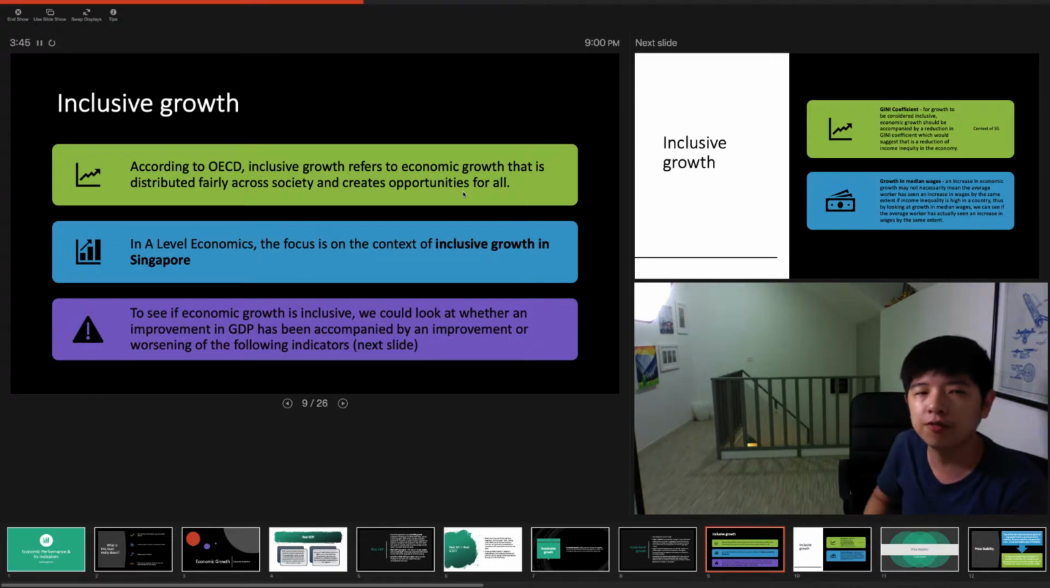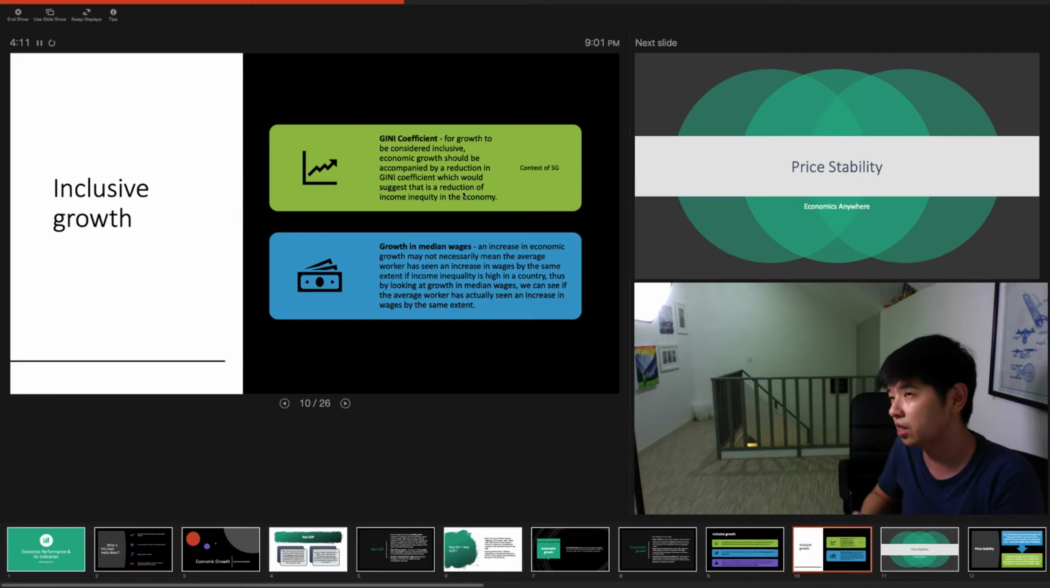And inclusive growth is something we only look at in the context of Singapore based on the A-level curriculum. But if we look at OECD's definition, inclusive growth refers to economic growth that is distributed fairly across society and creates opportunity for all. And if we want to see if economic growth is inclusive, we can look at whether an improvement in GDP has been accompanied by an improvement or worsening of the following indicators, which we shall see in the next slide.